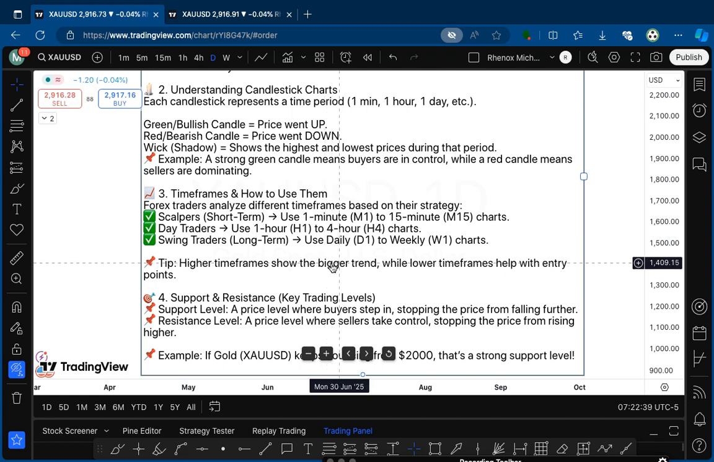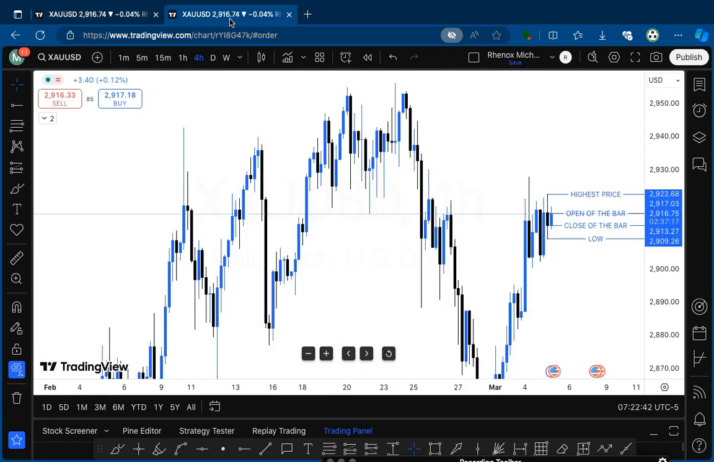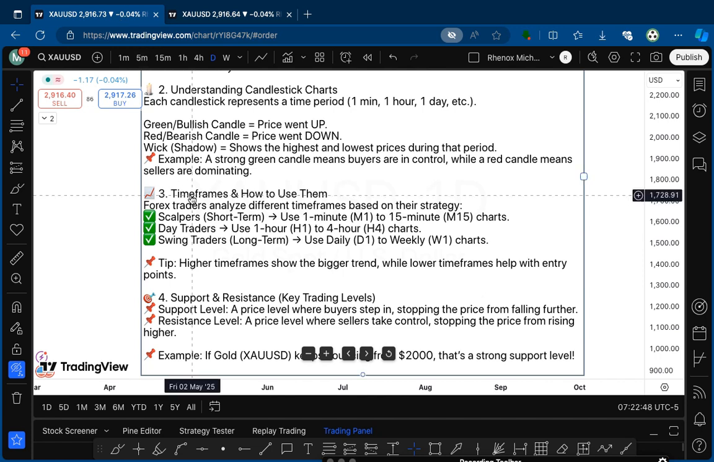It shows you the bigger trend, while the lower time frames are the time frames where you can take your trades, where you can enter the market to make profits.